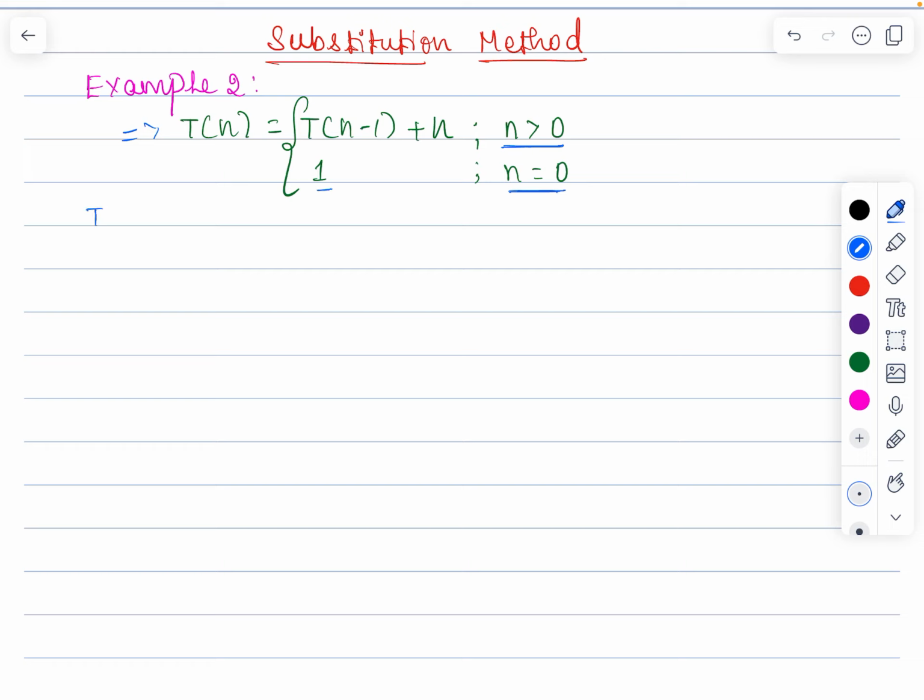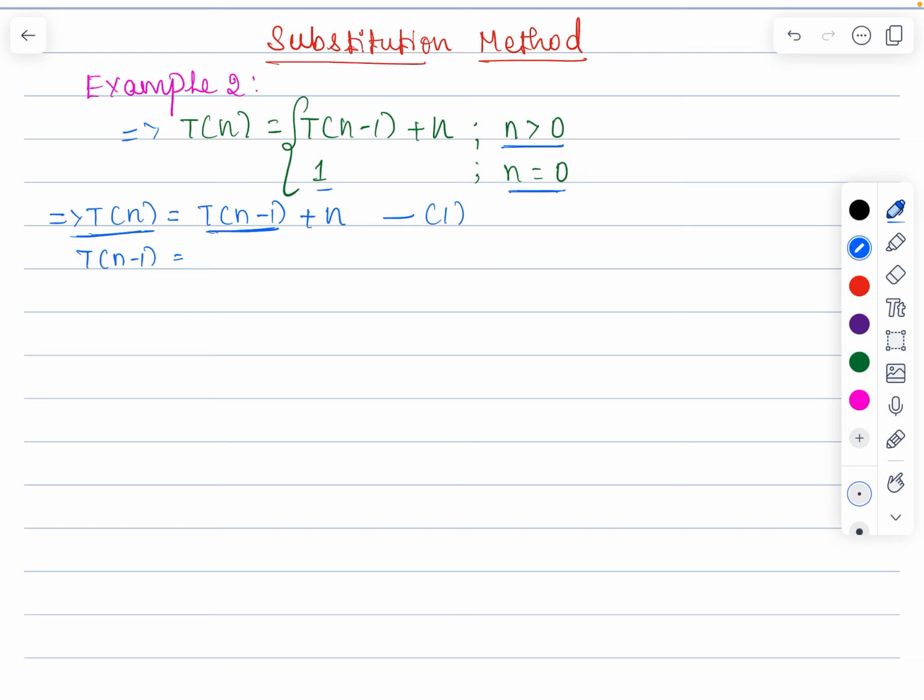Let's take the recurrence relation T of n equals T of n minus 1 plus n. This is equation 1. If you want to derive the complexity, you need to know what the time taken to solve this n minus 1 size problem is. We already know what T of n is. So if you want to know T of n minus 1, substitute n minus 1 in the place of n in this equation.